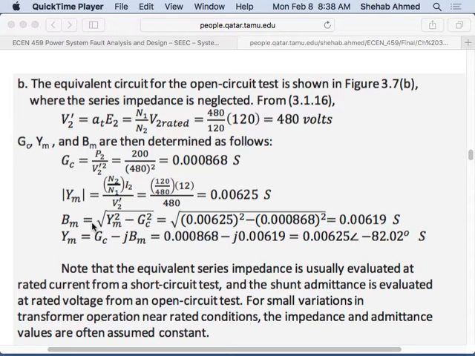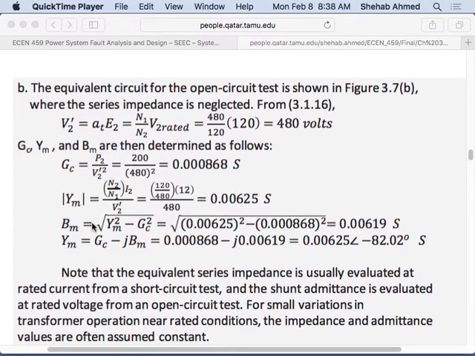Okay? Same process, exact same process. So the real part comes from the real power. The magnitude comes just from the voltage and current that you're given, the magnitude of the admittance. And then when you know the real component and the magnitude of the admittance, you should be able to calculate the complex component of the admittance in this case.